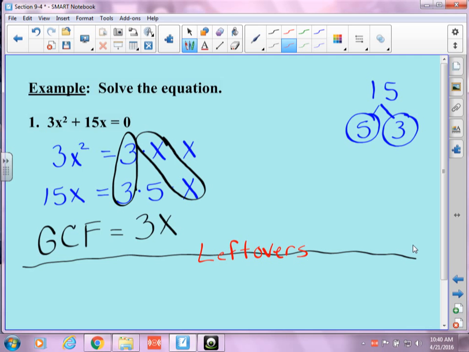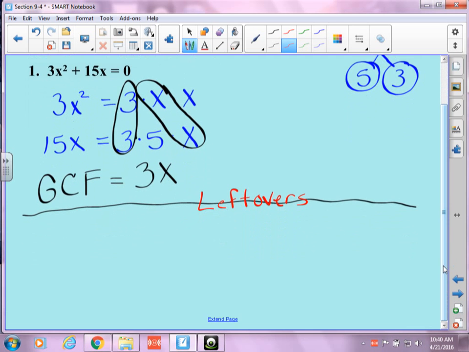Okay, so this is called the leftovers, right? So what we're going to do is we're going to put the greatest common factor out front. I'm going to put it out front. And then I'm going to do a parenthesis. Now, go back to 3x squared, and you see I have an x that's left over right there? That was a leftover. So I'm going to put that down here. Okay. Now, do you see in the problem there was a plus sign that separated the terms? I'm going to put that next.